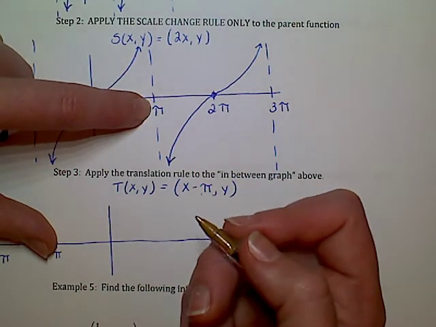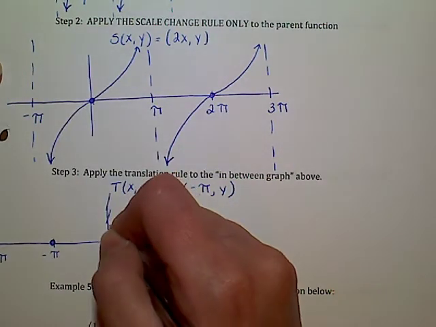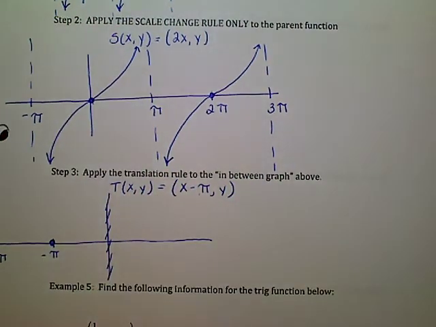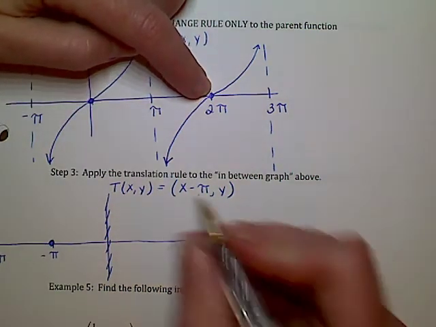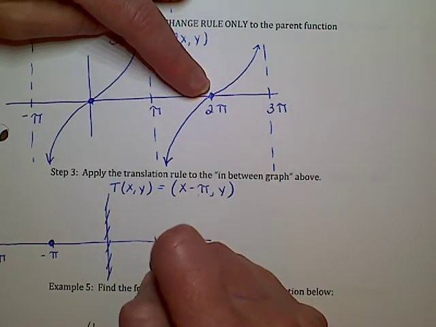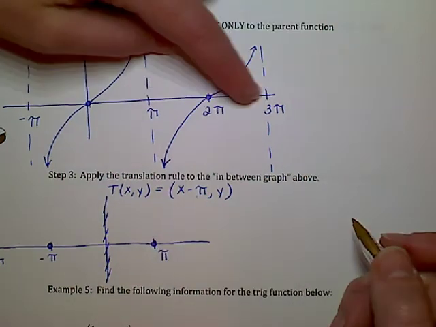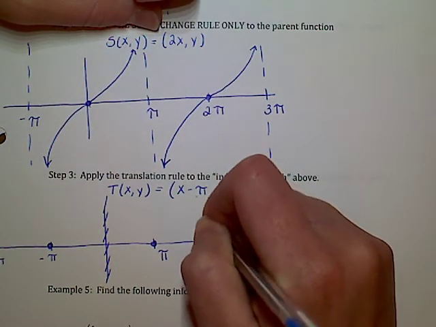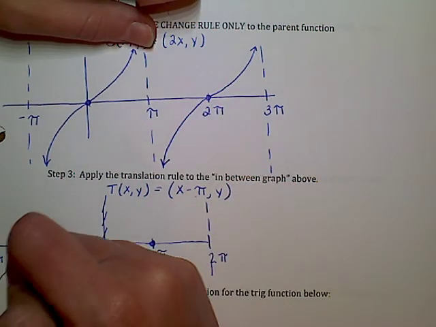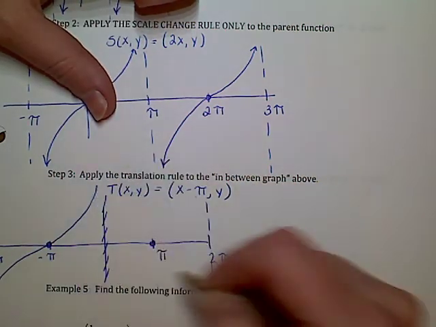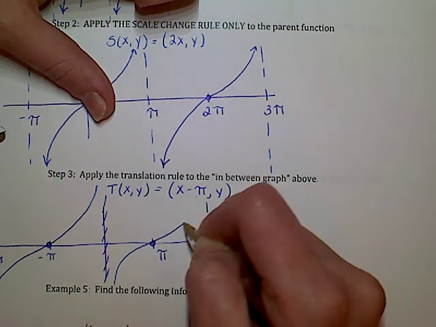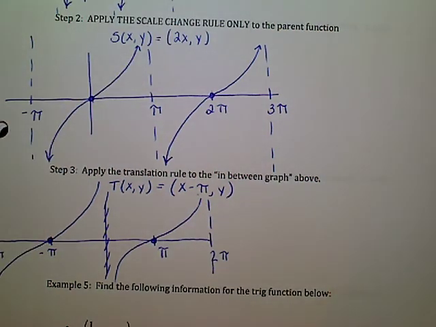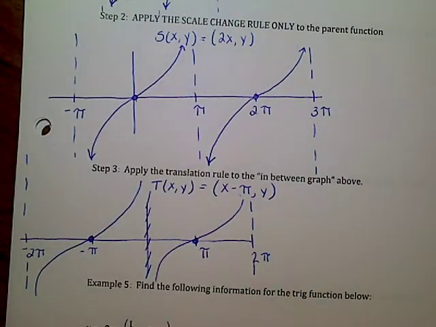Used to have an asymptote at pi, now it's at 0, right on that y-axis. Used to have a point at 2 pi, it's now at pi. And used to have an asymptote at 3 pi, it's now at 2 pi. So, and we graph. And you've got, oops, sorry, you've got your final graph.